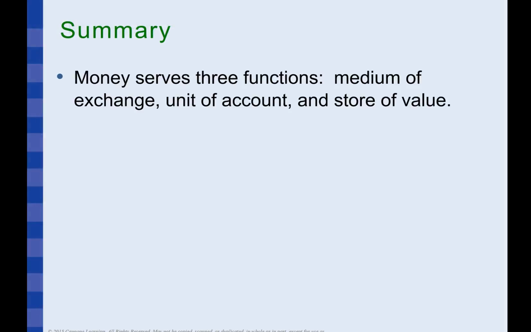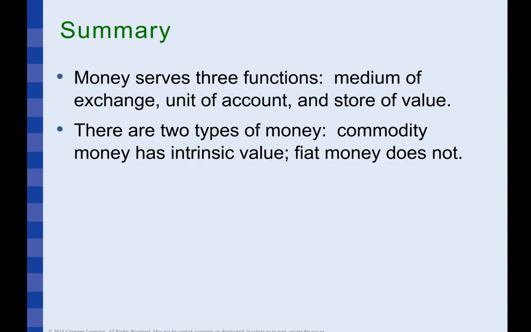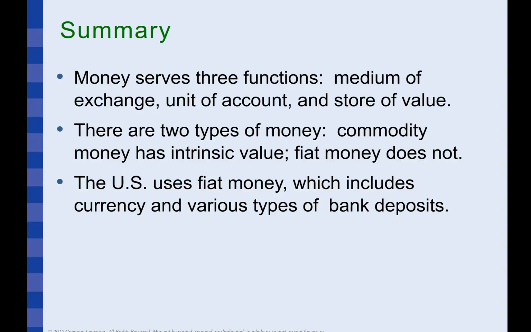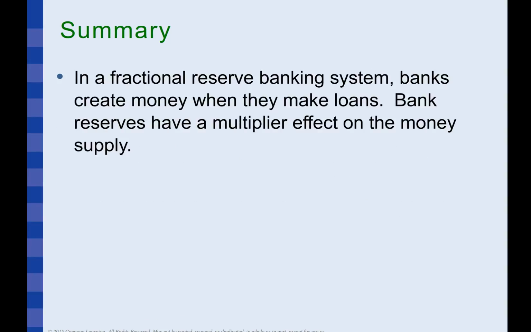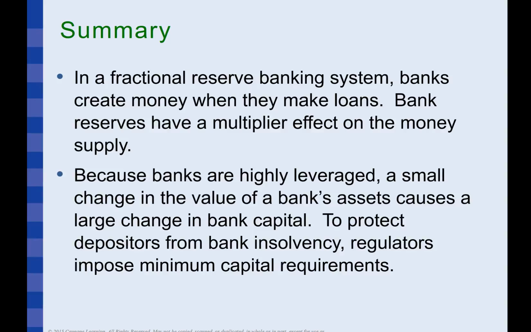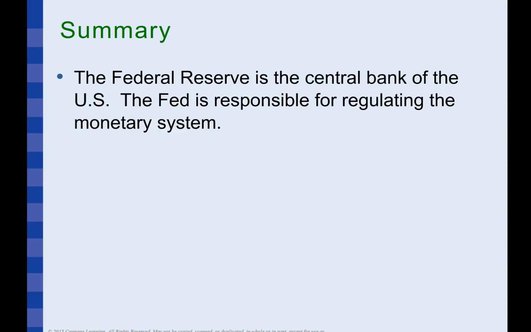To summarize this chapter, you've got the functions of money: medium of exchange, unit of account, store of value. You should understand the differences between commodity money and fiat money. Understand that the United States uses fiat money. Understand the fractional reserve banking system and how banks create money when they make loans. Understand the multiplier effect on the money supply from the loans that banks make. And understand how a bank can become undercapitalized because they're highly leveraged, and that to protect depositors from this insolvency potential, regulations impose minimum capital requirements.